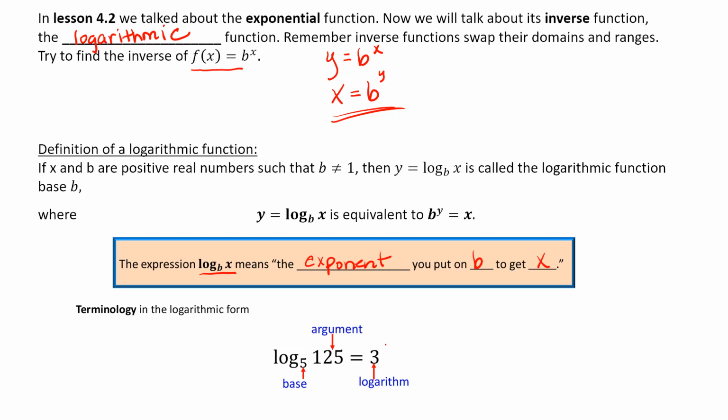So the terminology we really use in the logarithmic form is the little number next to log is the base. The number that's next to the log is called the argument, just like if you had sine theta, theta would be the argument of the function. And then the number that is the exponent that you would put on 5 to get 125 is the logarithm. Log base 5 of 125 equals 3. It equals that logarithm. So logarithm, as I said before, is an exponent.